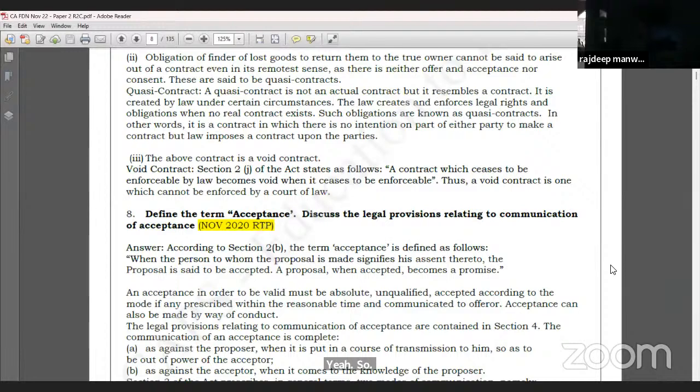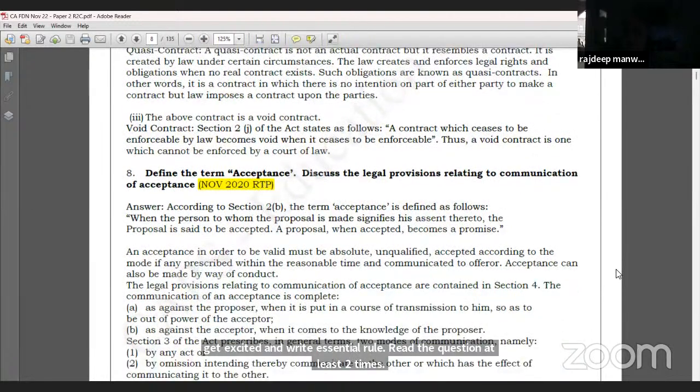Define the term acceptance. Discuss the legal provisions relating to communication of acceptance. Remember, essentials of valid acceptance are one thing; here they are asking about communication of acceptance. See the difference. When you see the term acceptance, don't get excited and write the essential rules. Read the question at least two times. Communication of acceptance, when it should be made. Remember, we did that letter case and all.